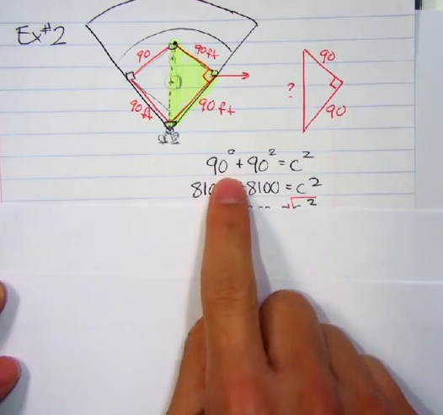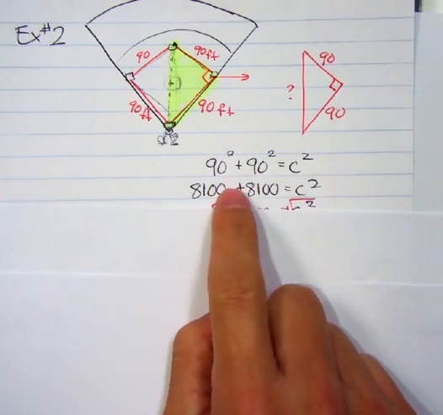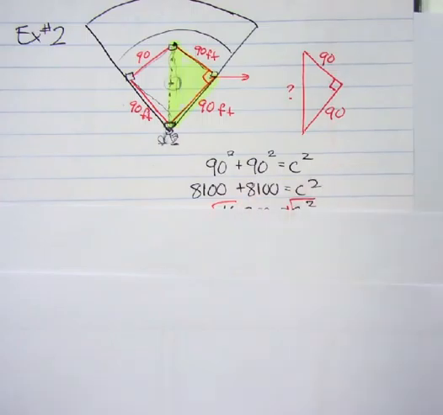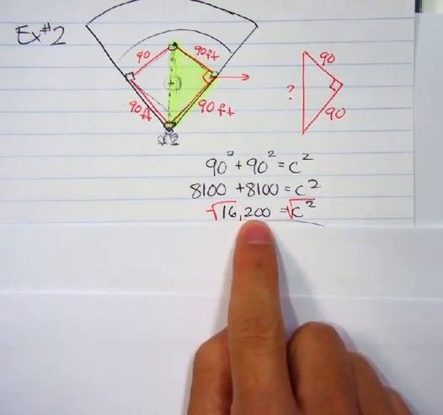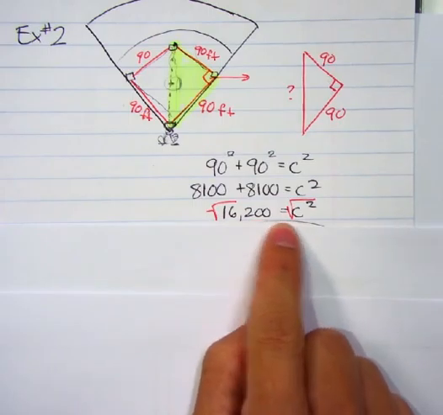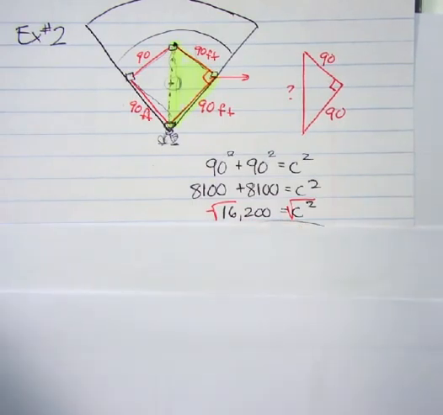I first do exponents first, right? Order of operations. It's 8100 and 8100. Add that stuff up together. I get 16,200. My last step would be to square root both sides. And so you're going to start using that on your calculator.